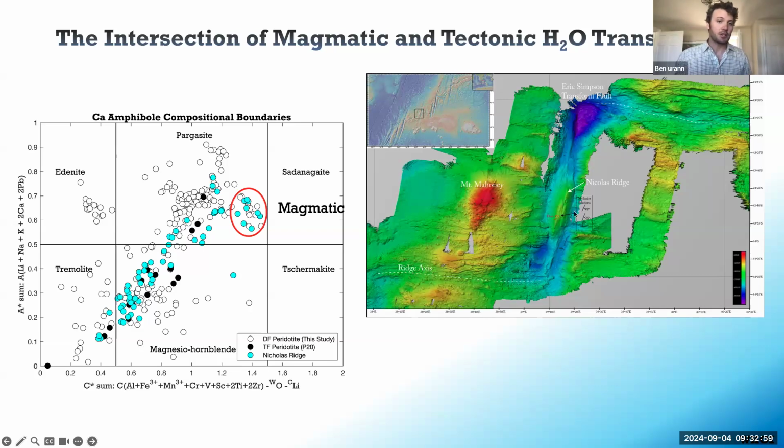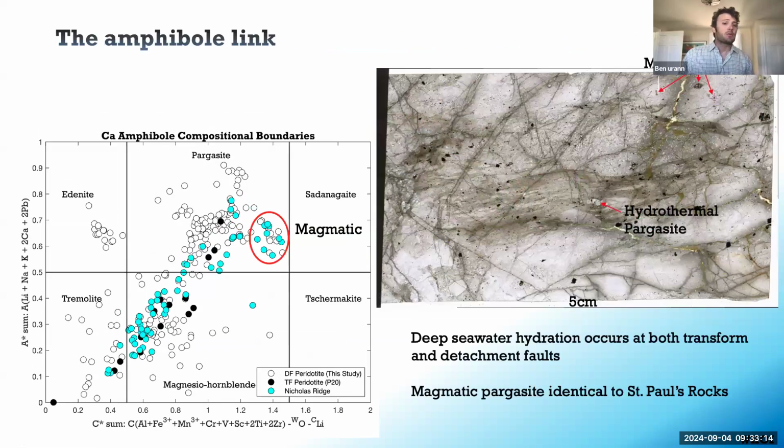This is the Nicholas Ridge. This area was surveyed and sampled in 2020 by the SONA. And there were a handful of ROV dives within this intratransform ridge that brought back some really incredible samples. And so here's one of those samples. Looking at this thin section, for instance, we see that hydrothermal pargasite is situated in close proximity to this magmatic pargasite, which we see up here with these red arrows.